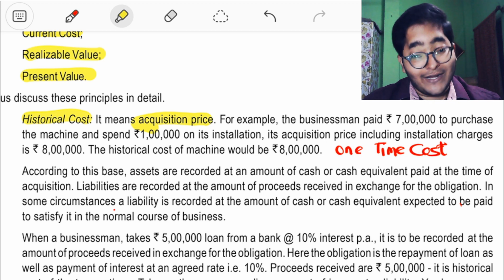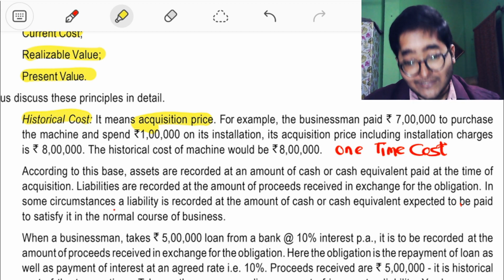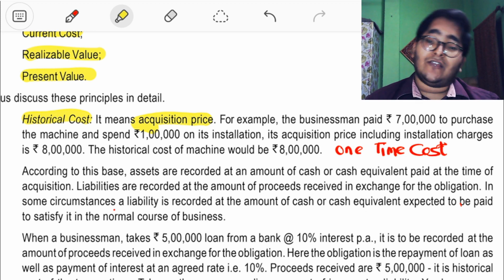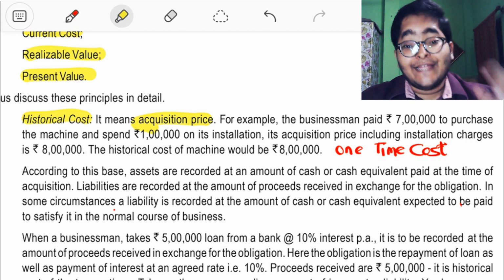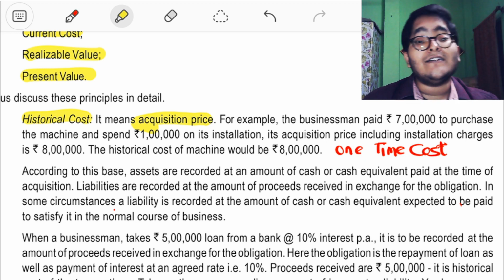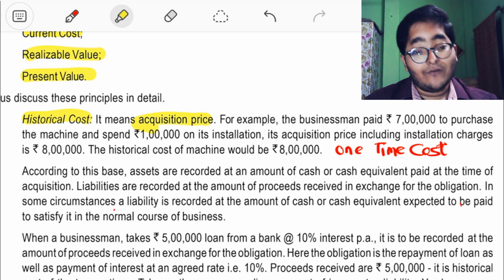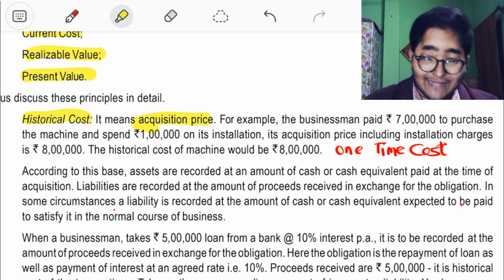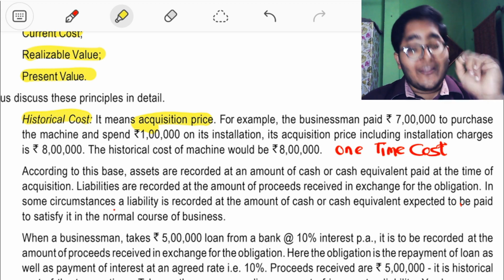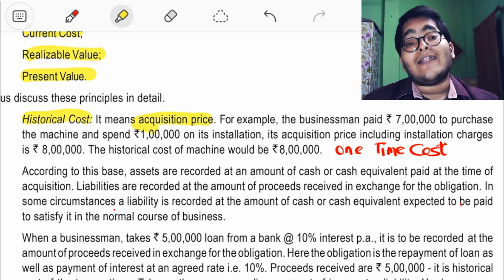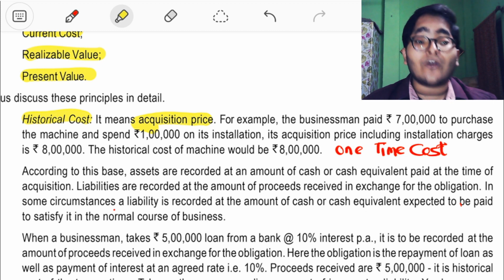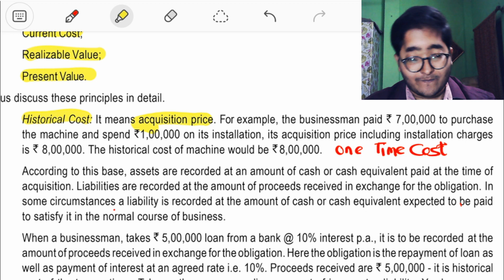Liabilities are recorded the amount of proceeds received in exchange for the obligation. एक obligation के लिए जितना भी proceeds या फिर returns मिलेगा उसे हम लोग liabilities का historical cost कहते हैं. The benefit or the proceeds that is receivable or that has been received due to an obligation is the historical cost for that liability or that obligation.